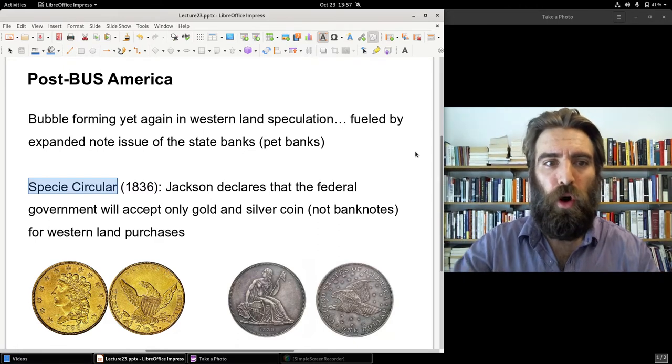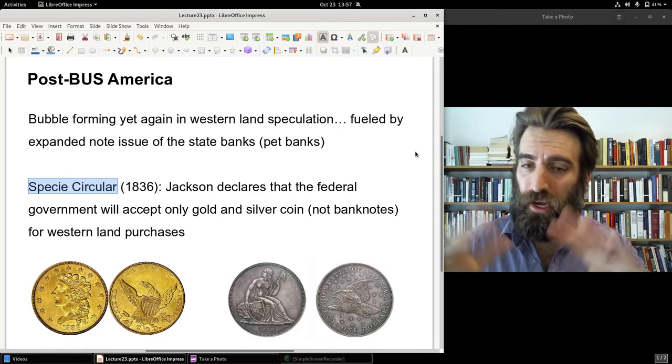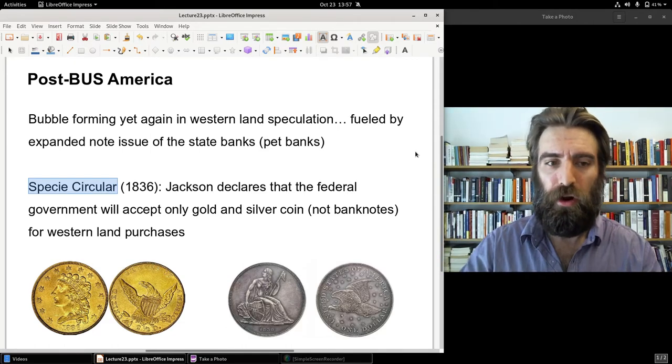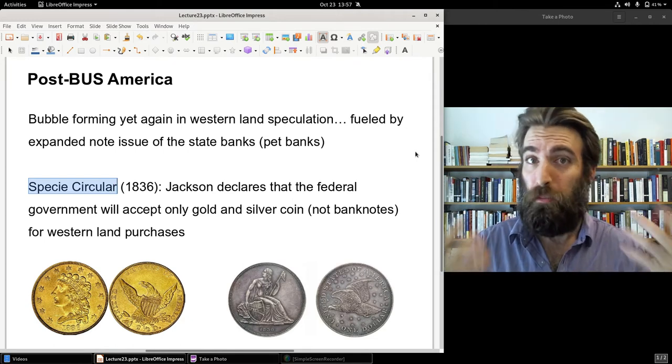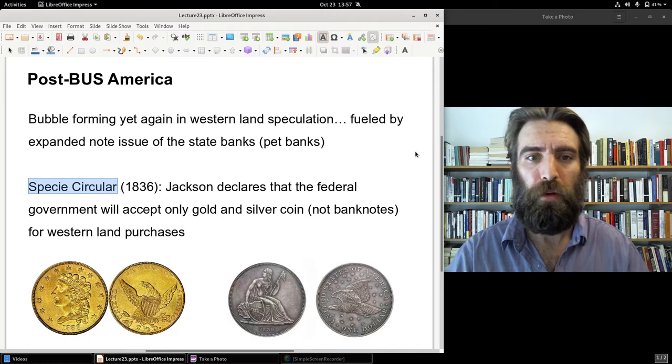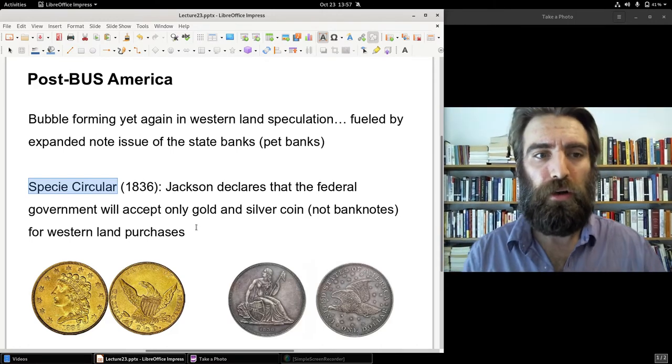Jackson actually saw this coming, and in July of 1836, issued the Specie Circular, this executive order, whereby the federal government would only accept gold and silver coin for Western land purchases. Jackson said, I see this coming. It doesn't look good. People are speculating on land with paper money. I'm absolutely opposed to this. I'm a hard money guy. We're only going to accept gold and silver coin for Western land purchases. This went into effect in August of 1836.